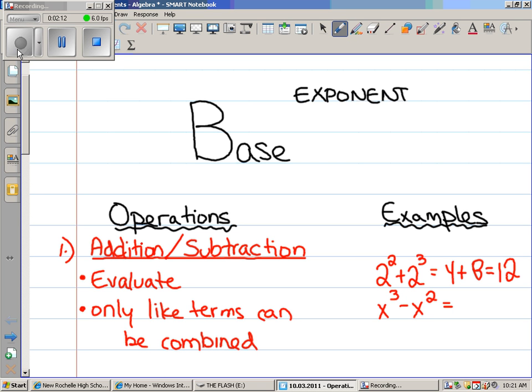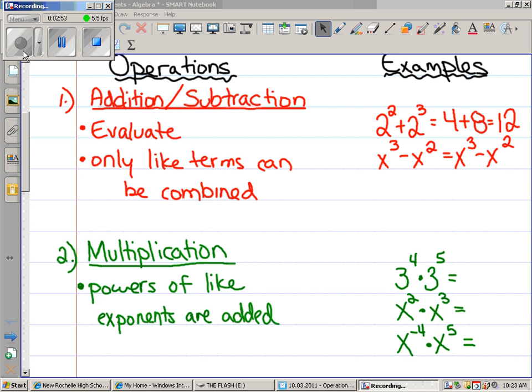x cubed minus x squared. Are those guys like terms? They are, aren't they? Why so? For two things to be like terms, Alexis, their x's must match perfectly. So x cubed and x squared, are those perfect matches? Are they like terms? One's a cube and one's a square. They're not like. So you can't add these two things. They just stay just like that. They can't be added. They're not like terms. That's weird, I know. So we learned about addition and subtraction.